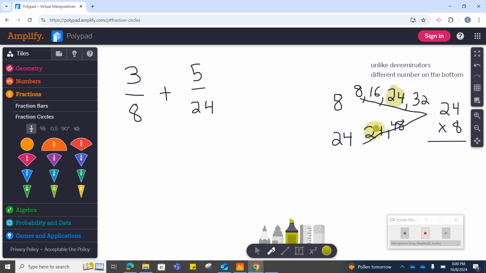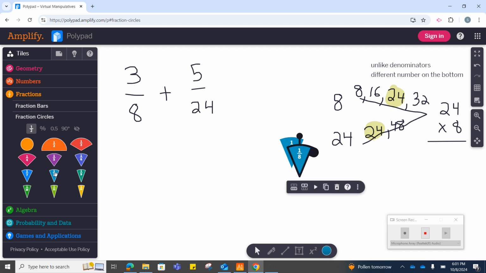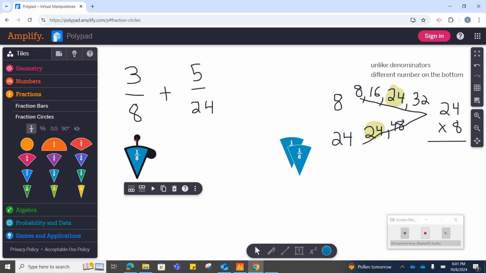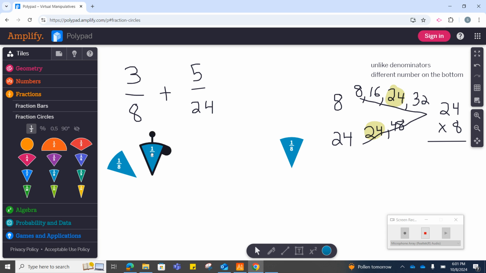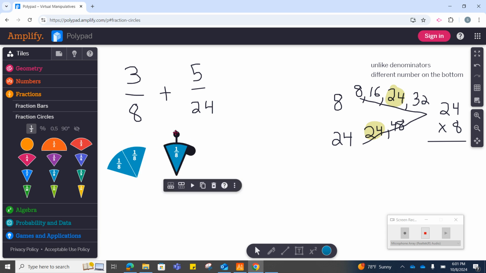If we were going to actually model that, we've talked about modeling these. So 3/8, I'm going to go over here. I'm going to have 1/8, I'm going to have 2/8, and I'm going to have 3/8. And I'm going to move these over here and rotate them around. Put that one right there. I'll rotate that a little bit so it fits. And you can start to have a visual that 3/8 is a little bit less than a half.